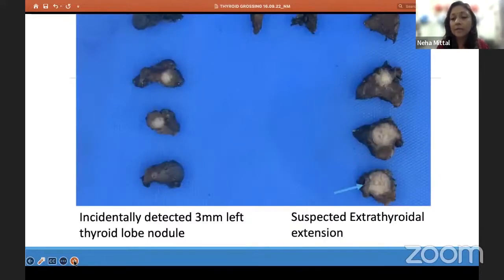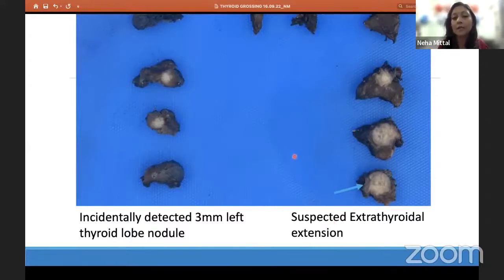And this is just a closer view to show you that this is an incidentally detected 3 millimeter nodule in the left thyroid lobe. And here in this area, you see some brownish tissue at the edge of the tumor nodule, which appears to be the skeletal muscle or the strap muscle. There is very little of this peripheral tissue that is available, and this is suspected extrathyroidal extension.